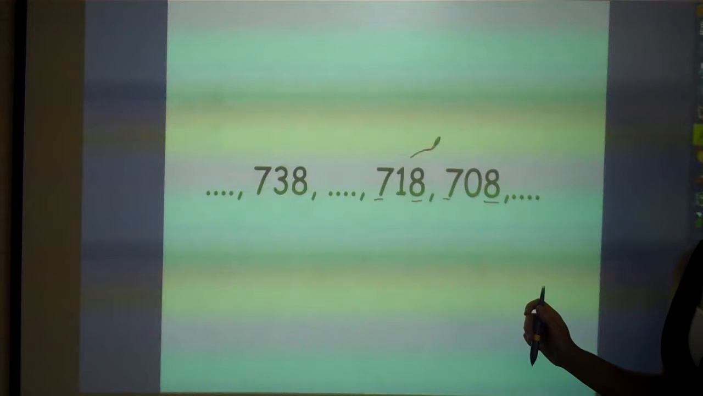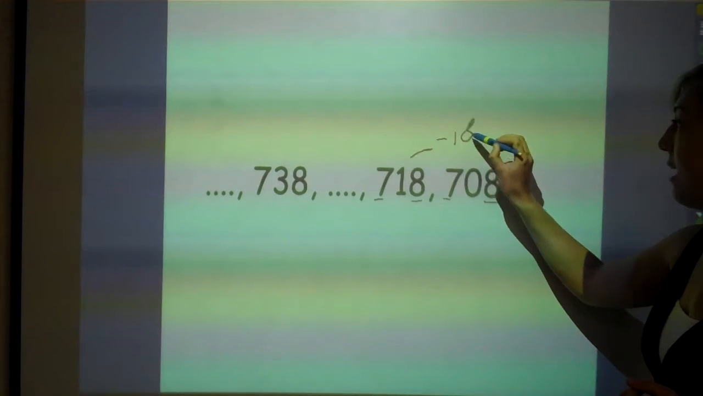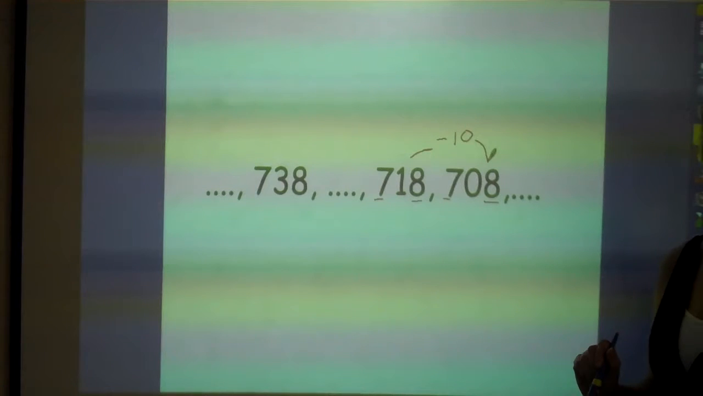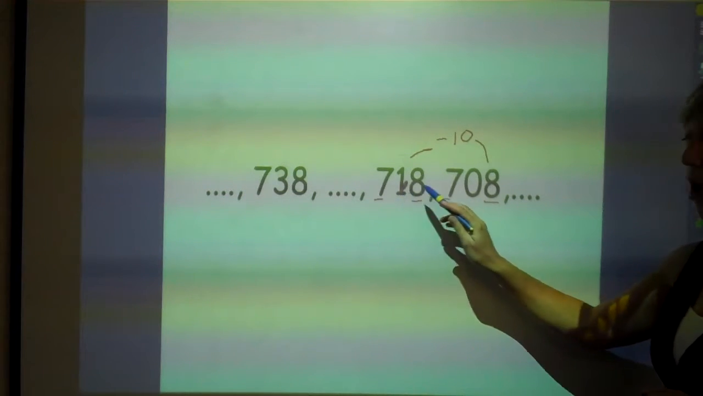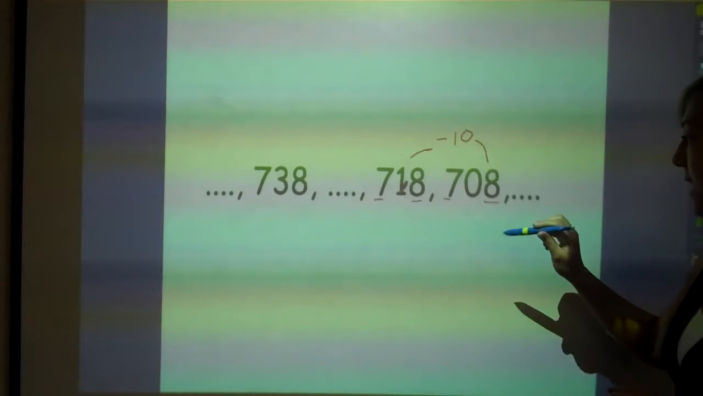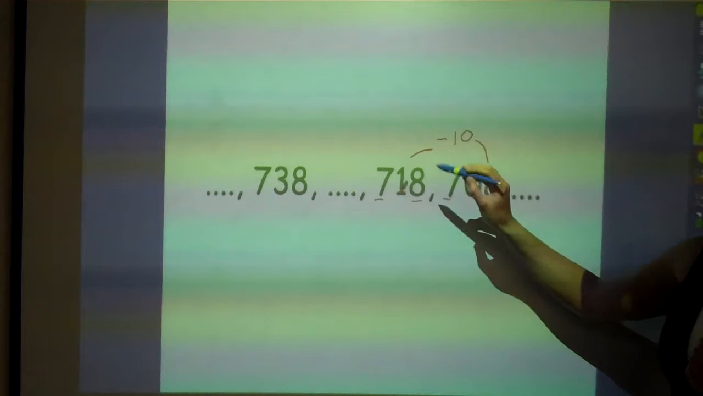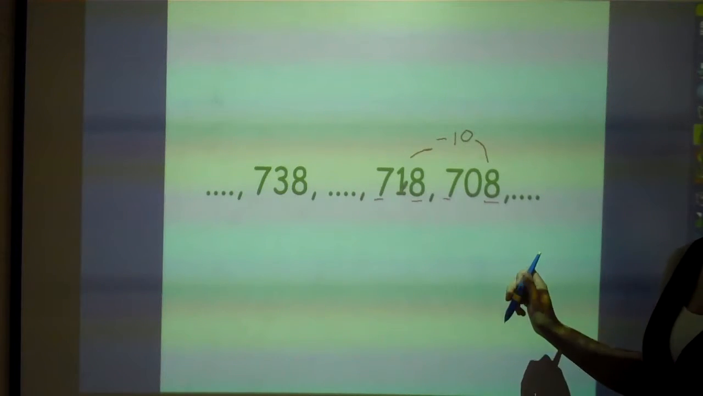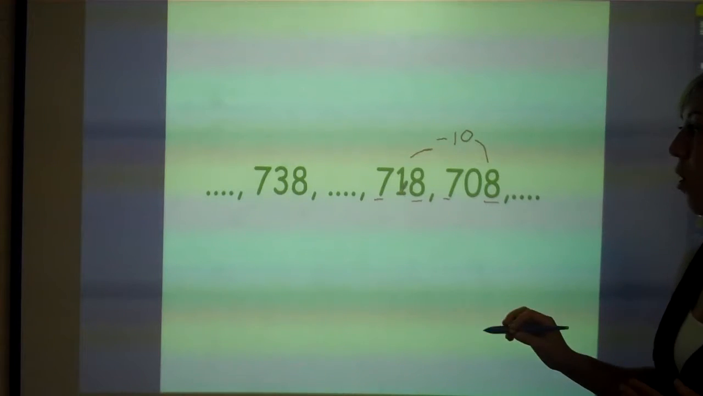So it's gone from 10 to 0. So that is take away 10, or take away 1 ten. Okay, we've just lost 1 ten. We've lost 10. So it's decreased by 10. So that's obviously going to be the pattern throughout each one now, because it has to be the same pattern throughout the whole thing, throughout the whole sequence.